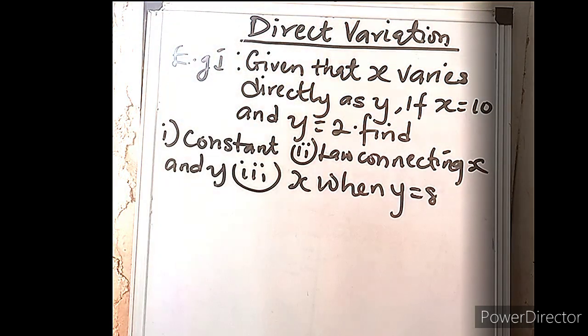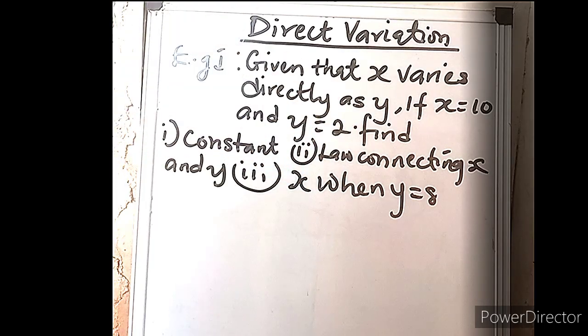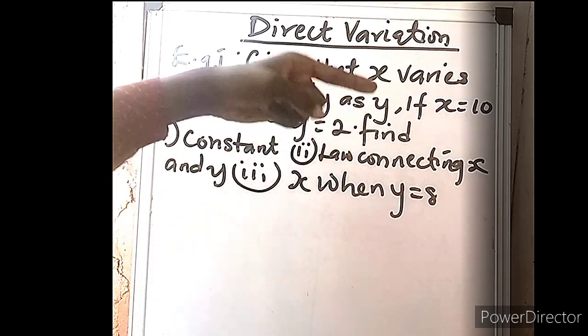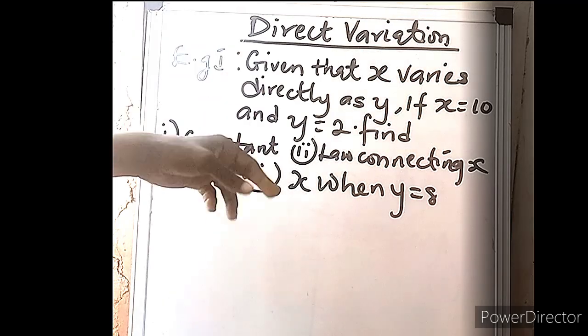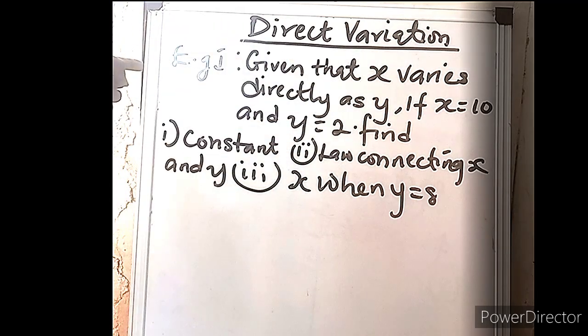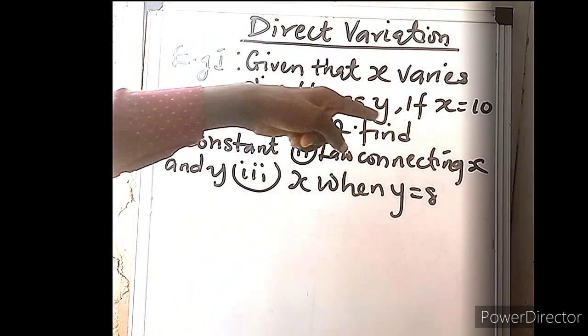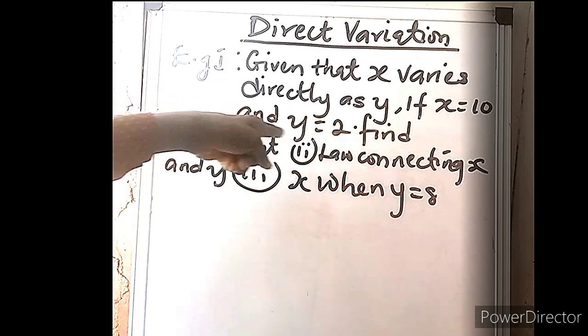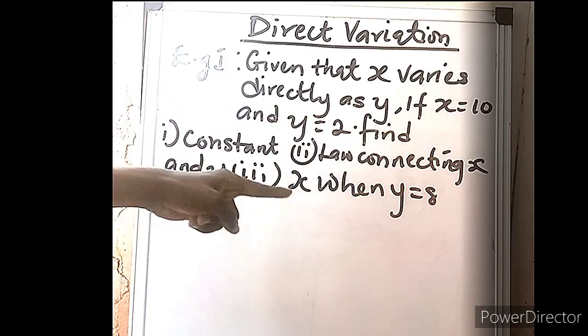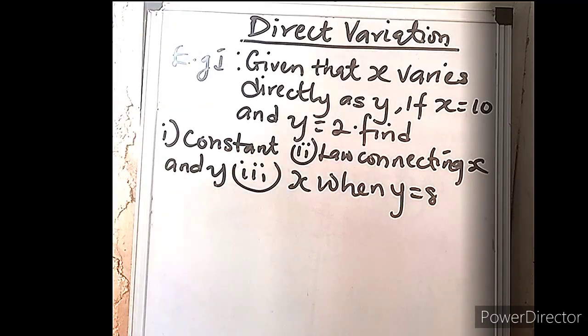So let's look at this question. Given that x varies directly as y, if x is 10 and y equals 2, find the constant, the law connecting x and y, and then x when y equals 8. Let's take the question again. Given that x varies directly as y, if x equals 10 and y equals 2, find the constant, the law connecting x and y, and x when y equals 8. So let's get started. Solution.